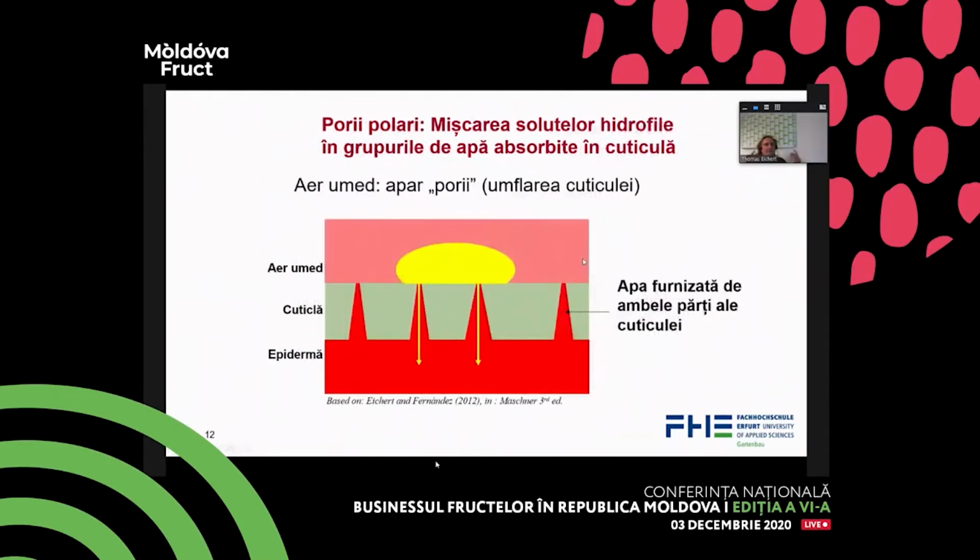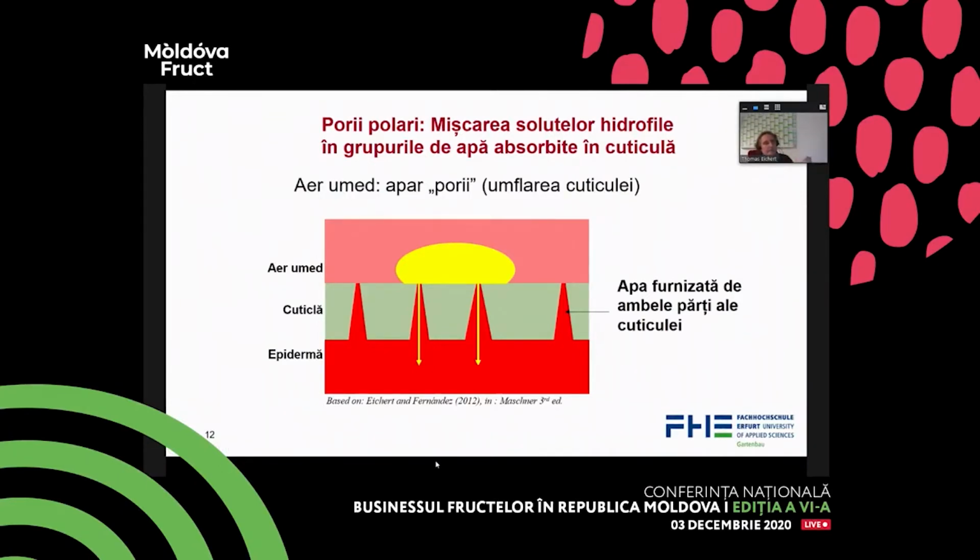This changes if the air becomes humid. So we have a high humidity. The water can also be absorbed from the atmosphere, and the water then is also present in the upper part of the cuticle, and this may form such pores where the nutrients may diffuse in and may enter the leaves. And this model explains why the permeability of the cuticle is so much dependent on humidity. So this was the first uptake pathway, which is well known.